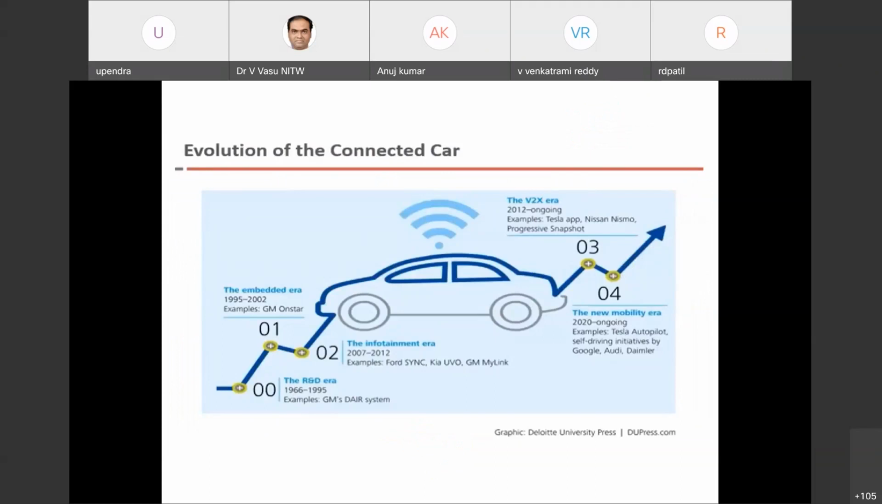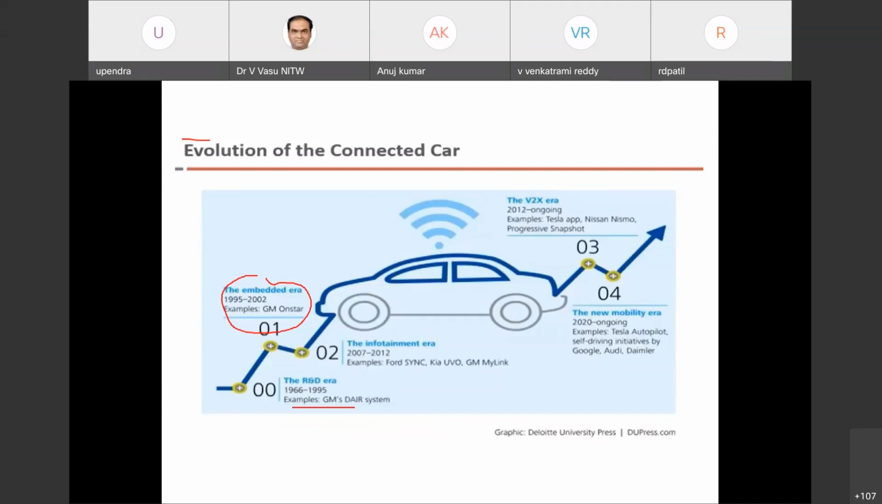Okay, so now in the evolution of the cars also, different evolutions are coming. First, they will start with the R&D, where in the 60s to 85s they mainly concentrated on how to increase the efficiency of the car. Okay, after that we are going to have the embedded era, where some electronics come into play, like the automatic opening of windows, and electric steering, all of that comes in.